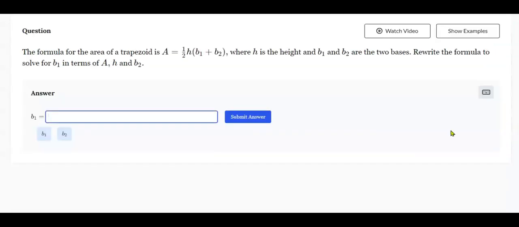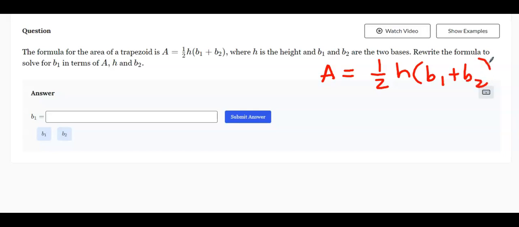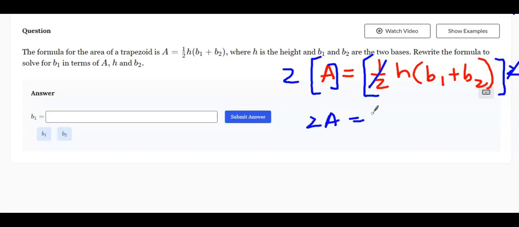Let's take a look at one more. In this example, we want to rewrite the formula to isolate the term b1. And in order to do that, I'm first going to clear this fraction 1/2 that's outside the parentheses here, timesing this entire quantity. So I'm going to multiply both sides of this equation by the reciprocal, or 2 over 1. So I'm going to just write a 2, and that gives me 2a is equal to h times the quantity b1 plus b2.